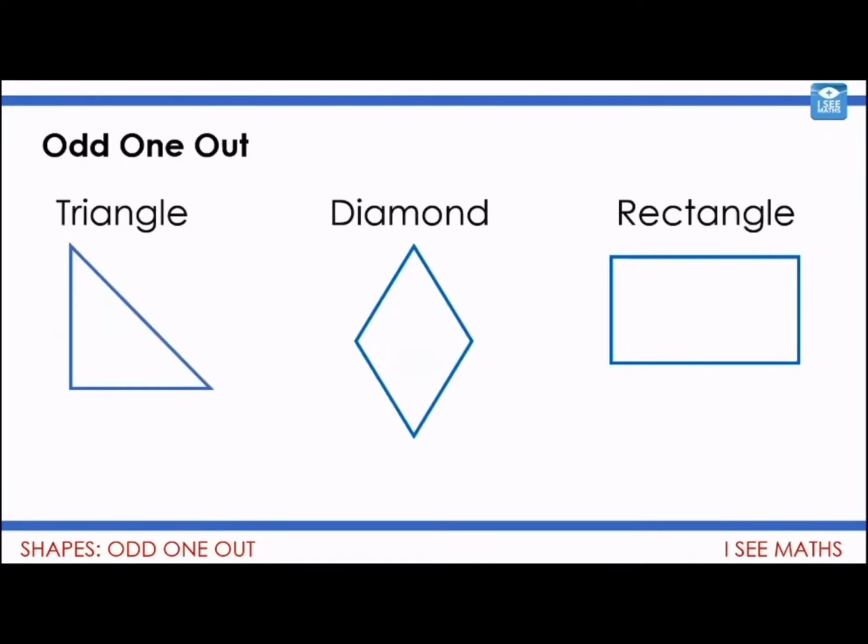Well, let's see if we can apply that to our odd one out challenges using shapes. Okay? So a triangle, a diamond, a rectangle. Which one's the odd one out? Why? Can you think about why each one might be thought of as being the odd one out? Pause the video and see what you can come up with.